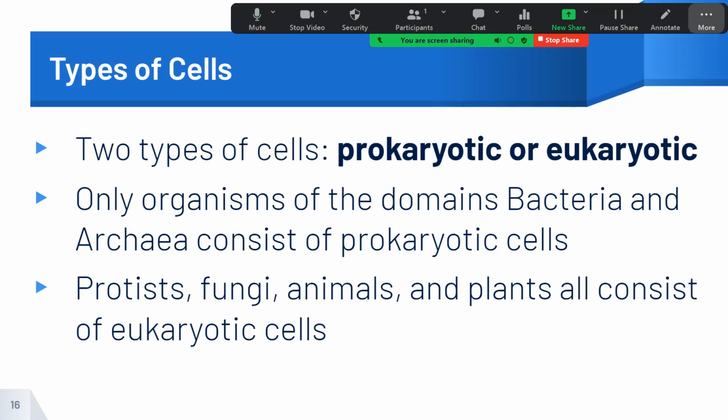So the 3 domains are going to have different types of cells. Bacteria and archaea are going to be the 2 prokaryotic, and then the domain Eukarya is going to have the protists, fungi, animals, and plants. And we'll talk more about that a little bit later on in the year when we get to classification.